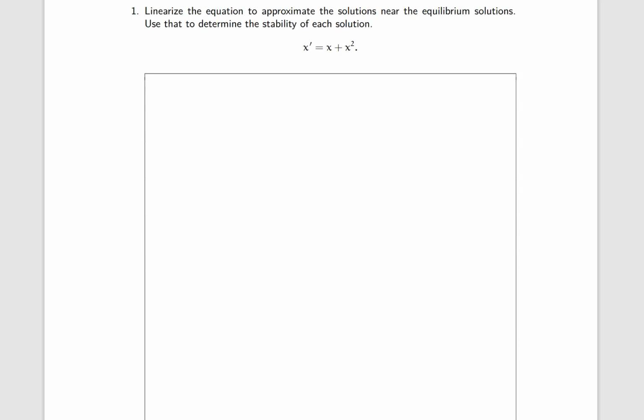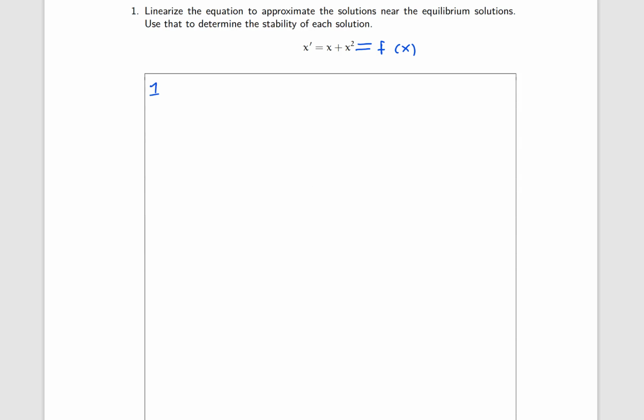Okay, so in this problem, and in the upcoming ones, we're going to linearize the equation near the equilibrium solutions, and then use that to determine the stability of the solution. So there's a couple of steps. First, just as a matter of notation, this right-hand side of the differential equation is called f of x. It's a nonlinear function. We're going to linearize it around the points where f of x is equal to 0, and that is the equilibrium solutions.